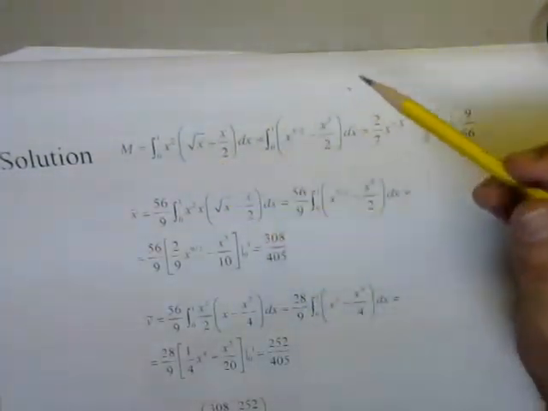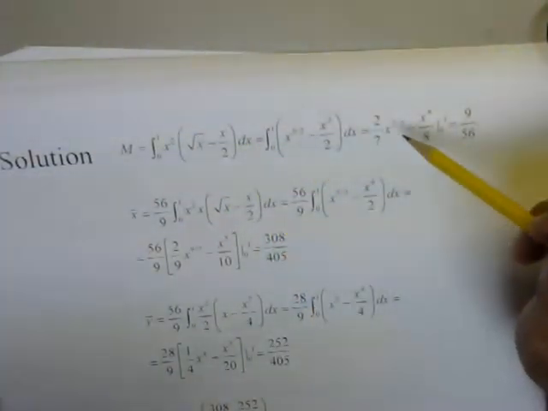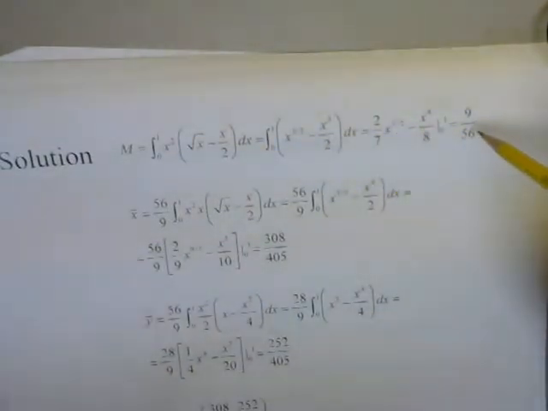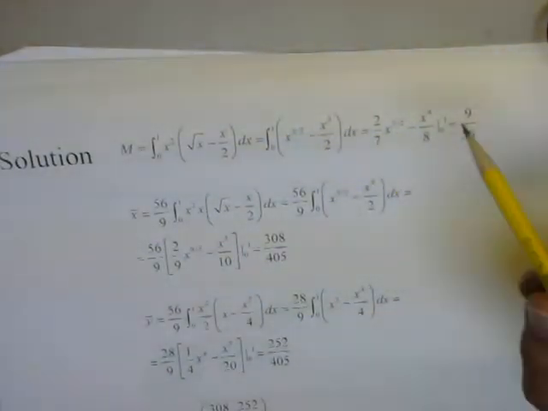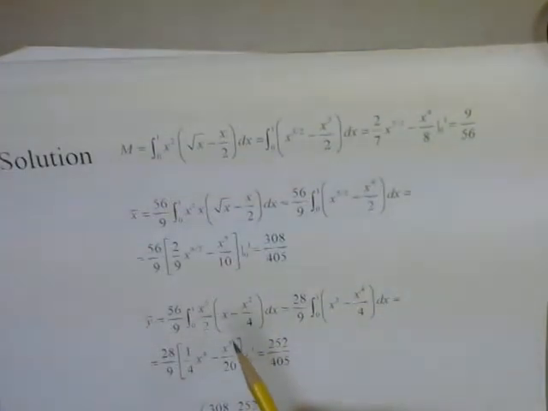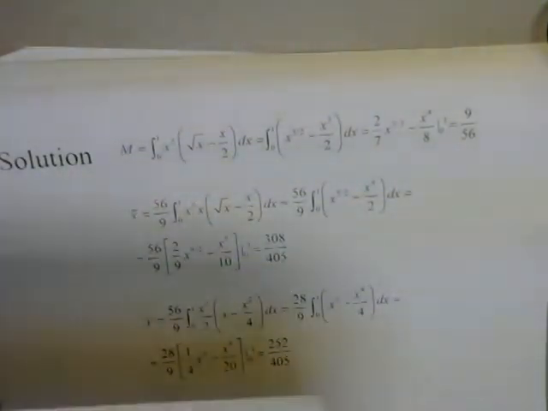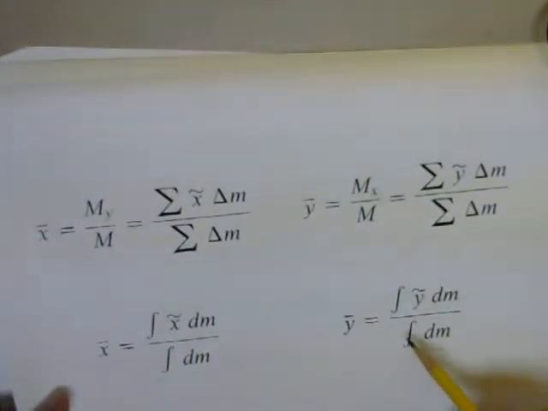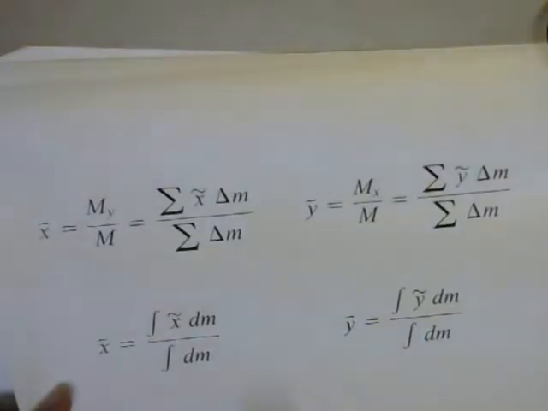So this is the density. Go ahead and work this all out, and you'll get 9 over 56 for the mass. Remember, that'll be the same in both calculations. Regardless of whether we're calculating the center of mass in the x direction or the y direction, we're calculating the same thing on the bottom. So we just calculated the mass of the object.